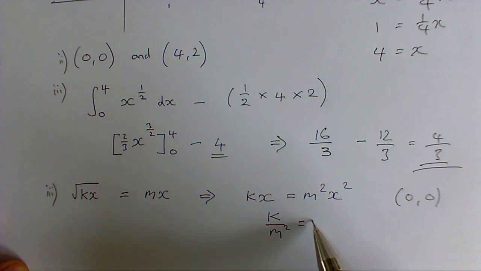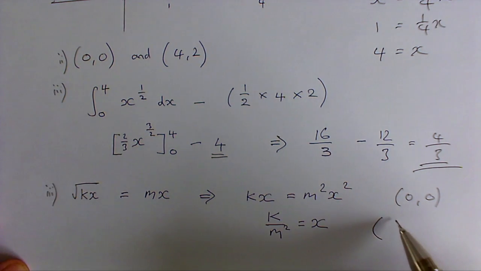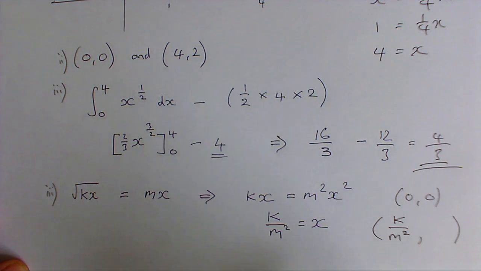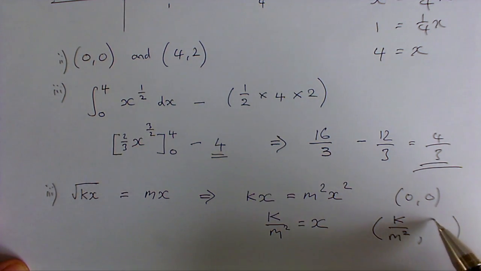Now, if I've got the x coordinate, I can easily find the y coordinate, because one of these lines just says y equals mx. So if I just multiply my x coordinate by m, then I'm going to be fine. So that's going to be k over m is the y coordinate.